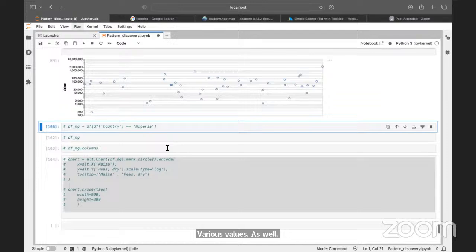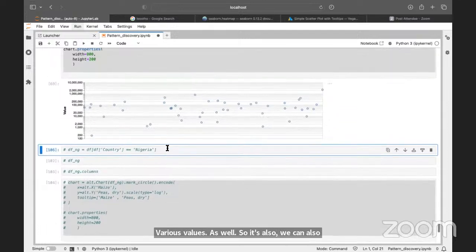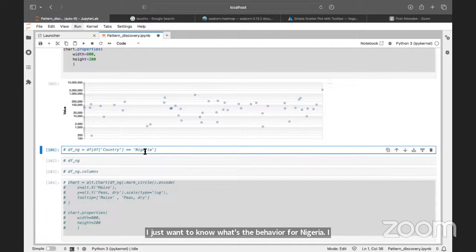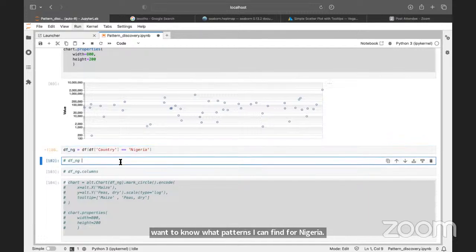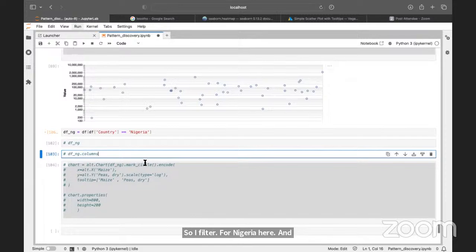So we can also decide to dig deeper into our data set. Like I said, you can decide to be specific. You can decide that, oh, I'm not very interested in the rest of the African countries, I just want to know what's the behavior for Nigeria. I want to know what patterns I can find for Nigeria. So I filter for Nigeria here, and then I try to understand the relationship between various crops in Nigeria, right?